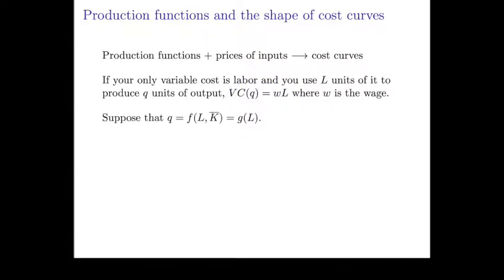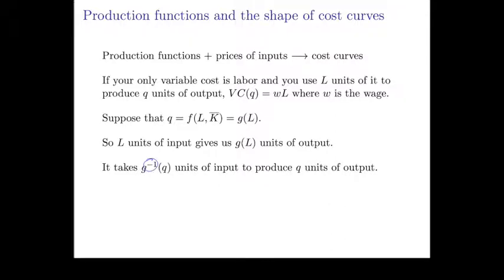Let's suppose your production function is F of L, K, but your capital is fixed in the short run at K bar. So your short run production function is going to be F of L, K bar, and the only thing you can vary is L. Let's represent that by G. So G of L is just F of L with capital level K bar. So your short run production function only depends on your labor input, and it's G of L. So if you use L units of labor, your output is G of L.